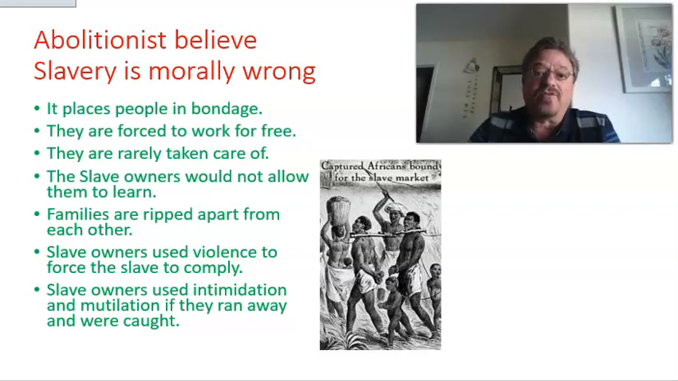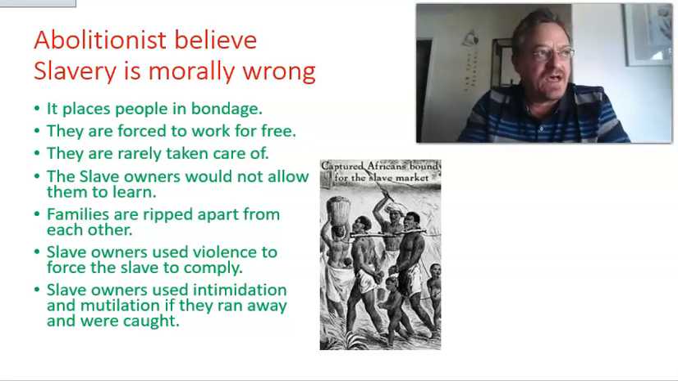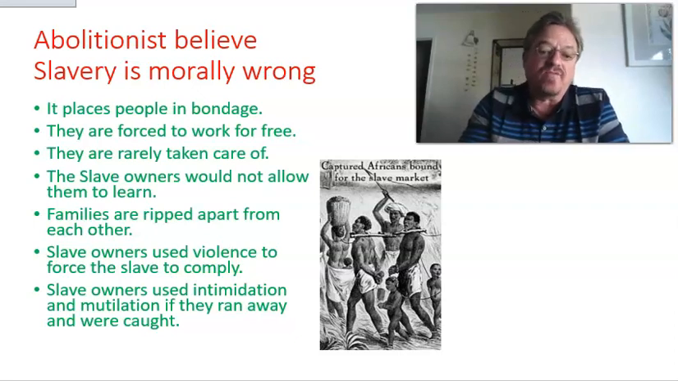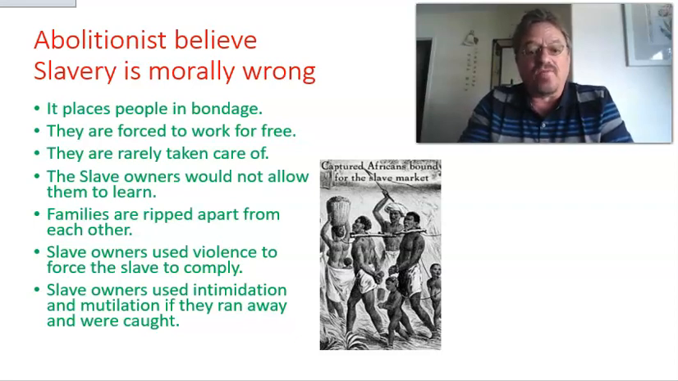Families, this is one of the worst things, are separated from each other. Little kids are taken away at 2, 3, 4, 5, whatever, and no longer allowed to be with their mothers and fathers. Slave owners used violence to force slaves to comply. This violence included horrible things such as whipping, mutilation, cutting off feet, whatever else they came up with. It was just some horrible ways. A lot of it was whipping. Some of it was just abuse, verbal, physical, and sexual abuse as well. And the slave owners used intimidation and mutilation if they ran away and were caught.